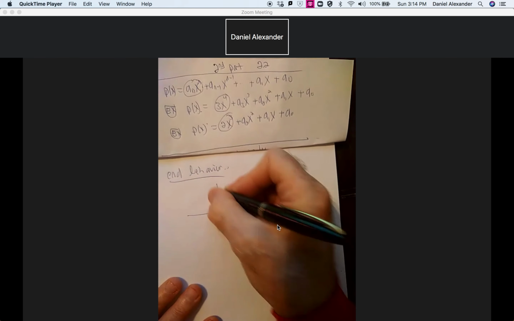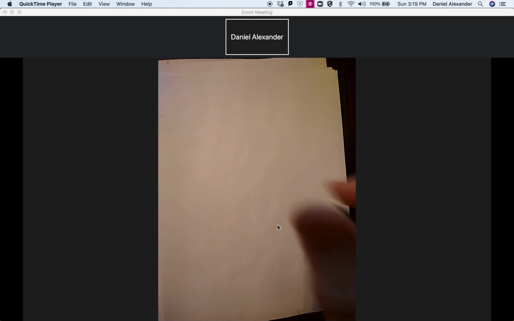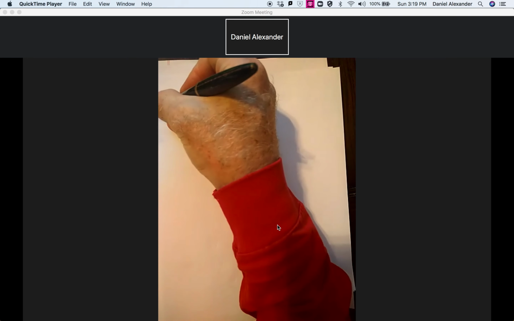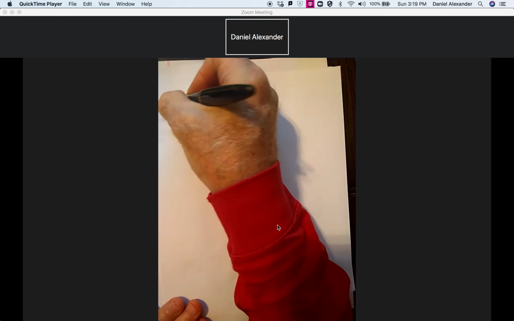So I want to show you what happens with f of x. Let's do the same two examples we did before, but we're going to make the leading terms negative. So we can have minus 3x to the 4th, and again, unspecified terms, because again, we're just saying that the highest power dominates for the end behavior. That's all we need to look at.